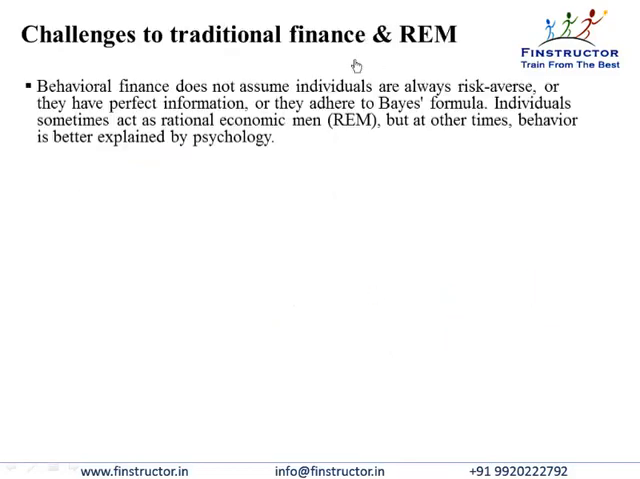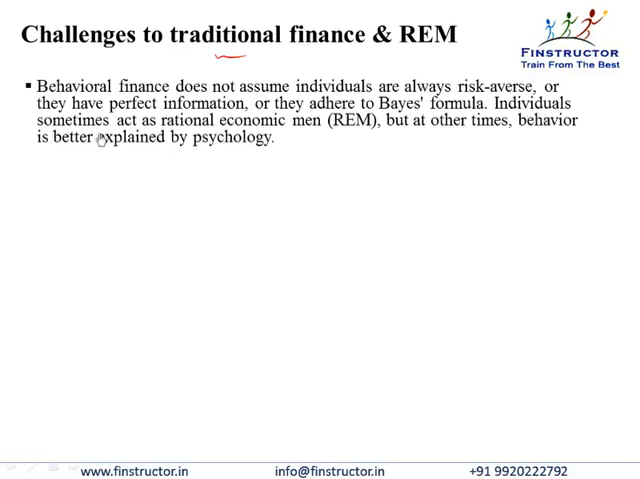We now move on to how behavioral finance challenges traditional finance and the rational economic man theory. So behavioral finance says that, first of all, as we discussed, individuals may not always be risk averse. Second, they definitely do not have perfect information because they are human beings that have knowledge constraints and capacity constraints. They don't necessarily adhere to Bayes' formula because they don't have infinite processing power to instantly process all news and update their probabilities.